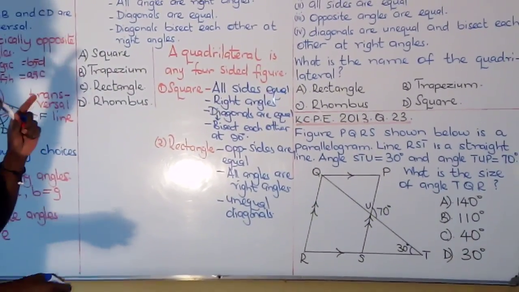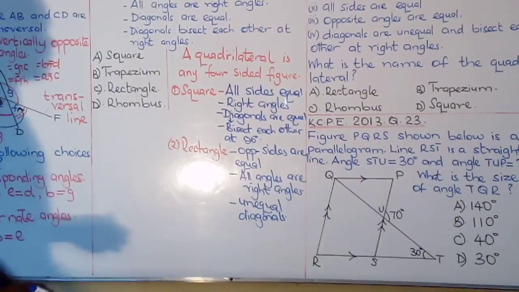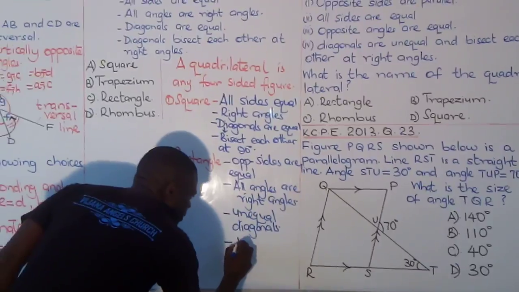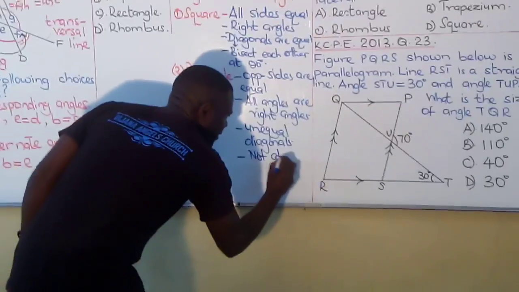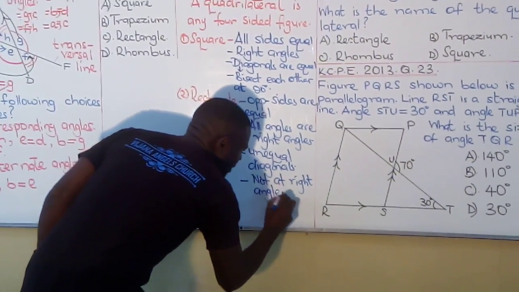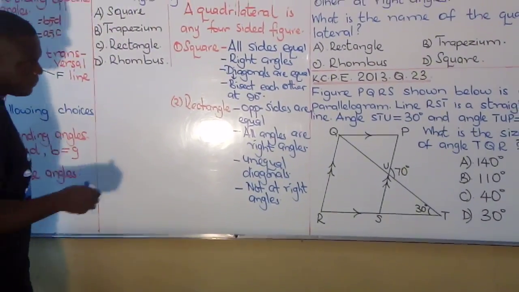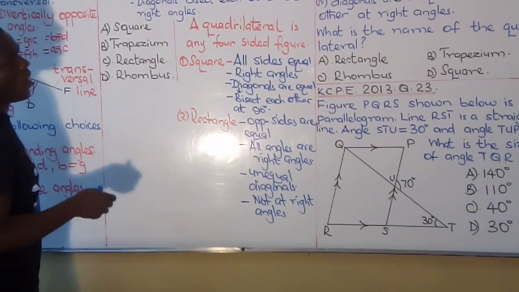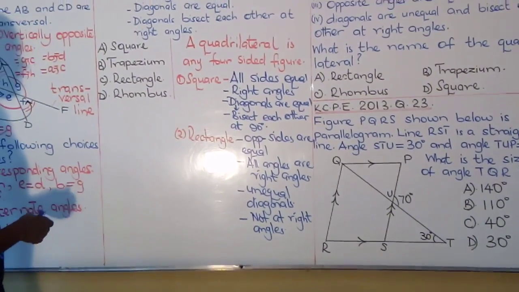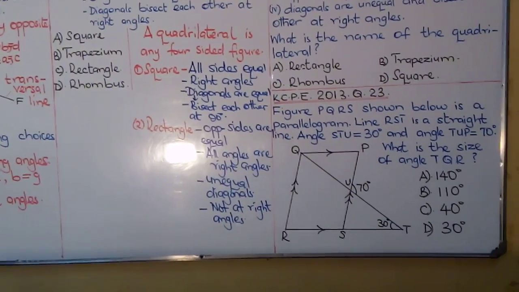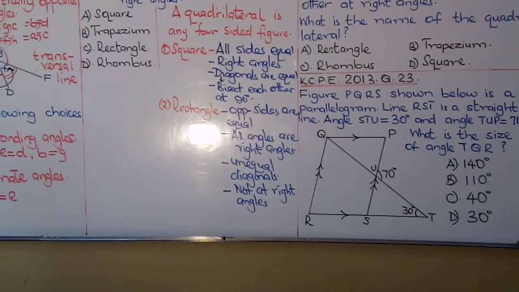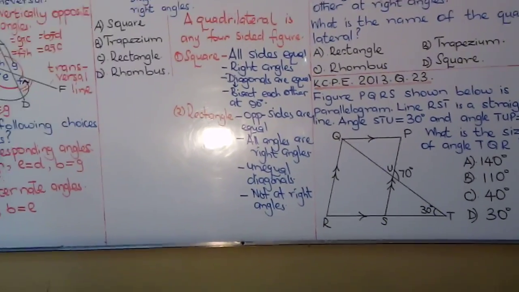Yes, diagonals bisect each other, but not at right angles. There's one I forgot about for a square: diagonals are also angle bisectors. They also bisect angles. Now that's a rectangle. All angles are equal, opposite sides are equal.